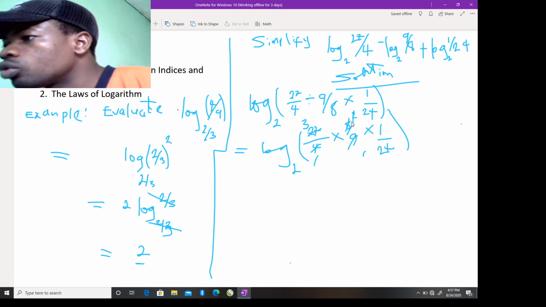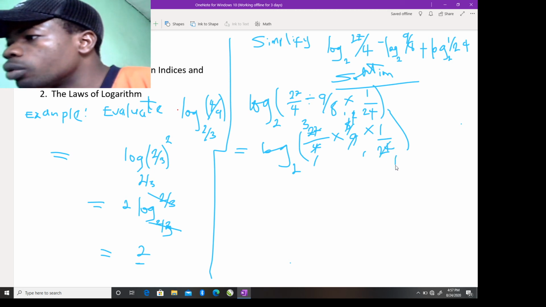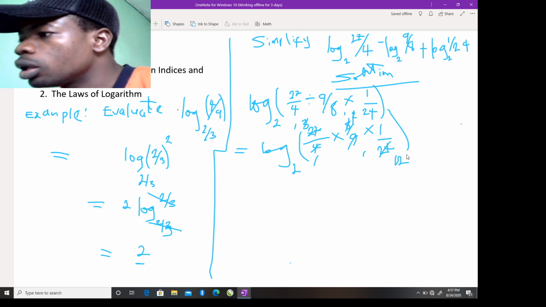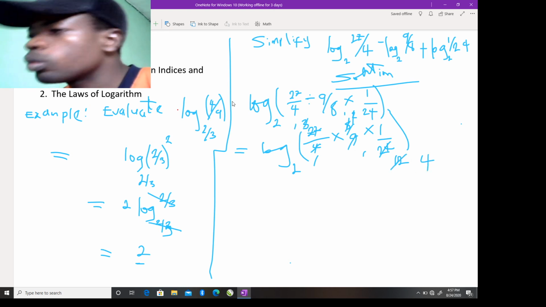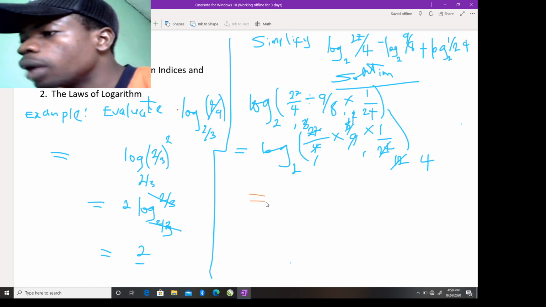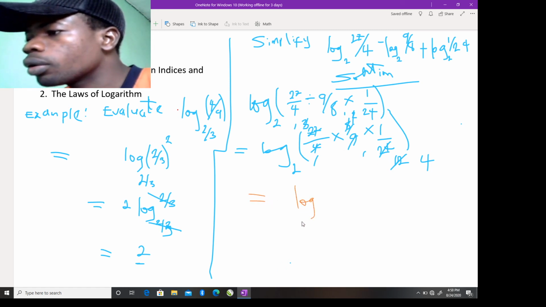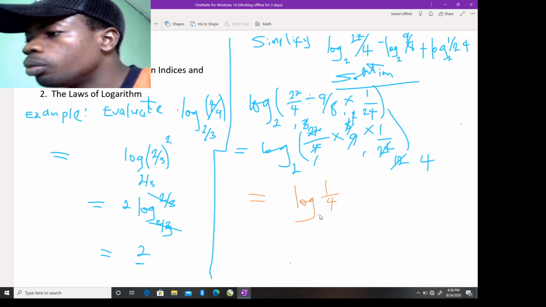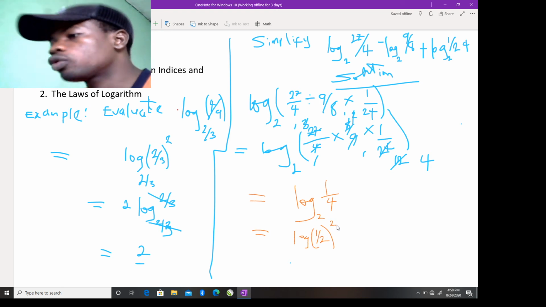So 2 here 1, 2 here will be 12. Then 3 here 1, 3 here will be 4. Yeah, so sorry, I should have cut with this. I'm eventually going to have log 1 upon 4 base 2, and that will be equal to what? Log 1 over 2 all raised to the power of 2.